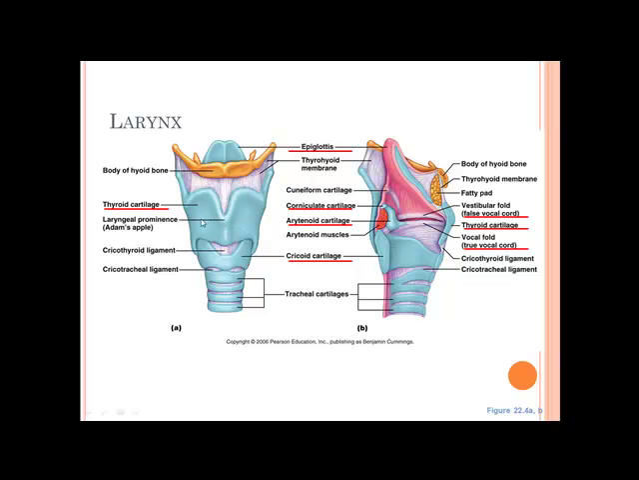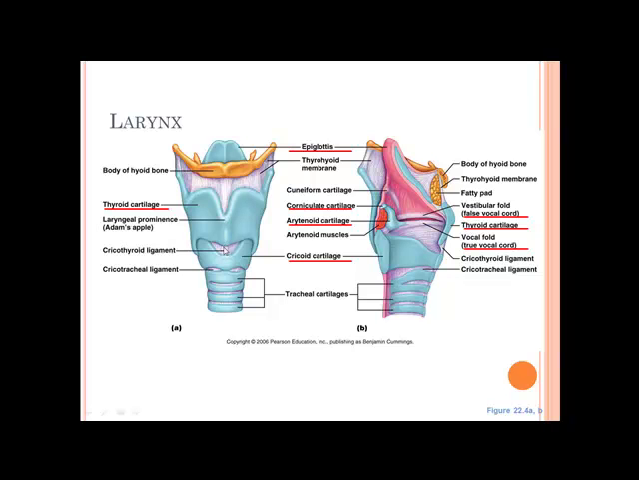So here are those cartilages we were talking about in your larynx. So if you have a large Adam's apple, it's going to be caused by your laryngeal prominence. So that's going to be where this guy is. This top right here is your epiglottis. Here it is again here. And here's our cartilages. This is our thyroid cartilage. This is the cricoid cartilage.